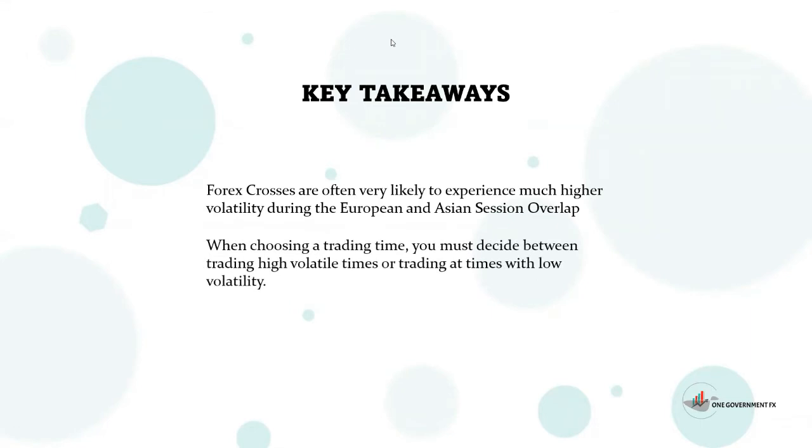So when choosing a trading time, you must decide between trading at highly volatile times or at times with low volatility. Now, low volatility suits some traders, high volatility may suit other traders. And what we mean by volatility is the rate at which the market moves. When the market moves faster, you can say the volatility is higher. When the market moves slower, the volatility is less. So the amount of movement on any of these pairs at any time is what we refer to as volatility.